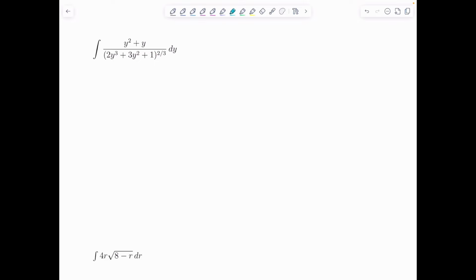Let's just try. Sometimes you take guesses and they're wrong. Other times you take guesses and they're right. So let's let u be 2y cubed plus 3y squared plus 1. Then du, take the derivative, would be 6y squared plus 6y dy. I'm looking. Is this the rest of my integral? dy, y squared plus y, 6y squared plus 6y. I can get there, no big deal if I take the 6 out. Getting excited. I think we chose correctly.